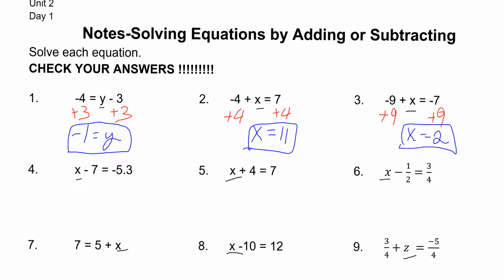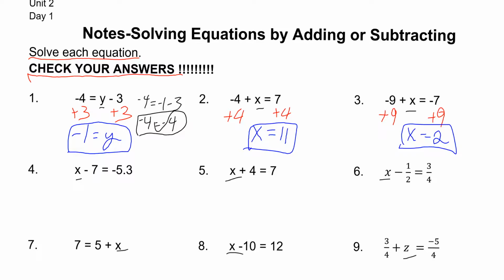Just like that. Now, as you'll see, it doesn't say to just solve each equation. It says to check your answers. In order to check your answers, it's really, really super easy, and there should be no reason that you miss a problem throughout this whole unit because you have the ability to check your answers. So what we're going to do is negative 4 equals negative 1 minus 3. That's going to be negative 4 equals negative 4. That's a check. We know that works.